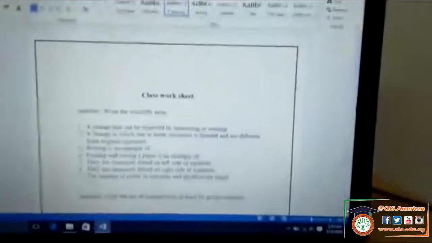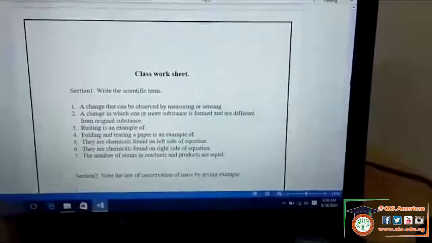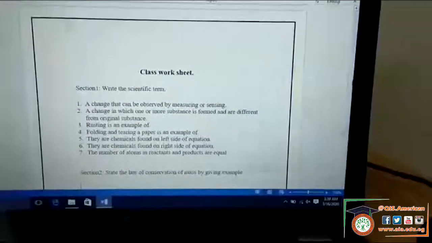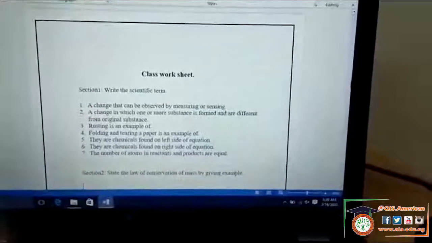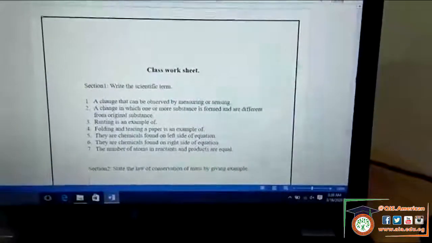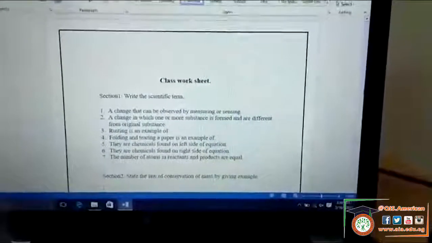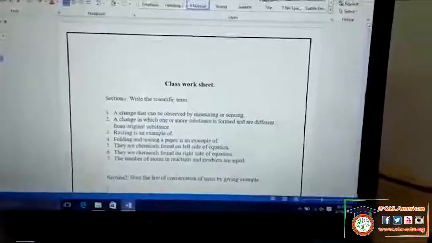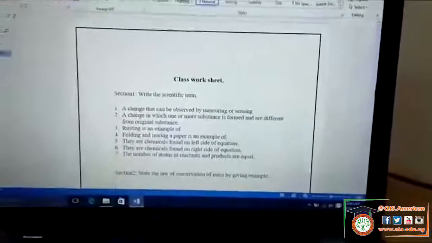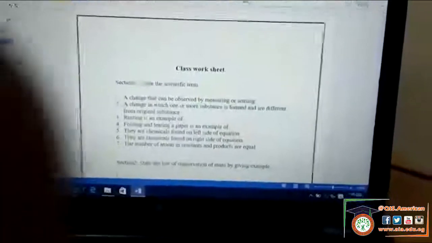Section 2. It's so easy. Its answer is here. Section 2 states the law of conservation of mass by giving an example. We just said it now in number 7. The law of conservation of mass is the number of atoms in the reactants and the products are equal. But can you give me an example? We have here Na plus Cl, sodium plus chlorine, equal NaCl. So we have one atom of sodium in the reactants and one atom of sodium in the products, one chlorine in the reactants and one in the products. So the number of atoms in the reactants and products are equal.